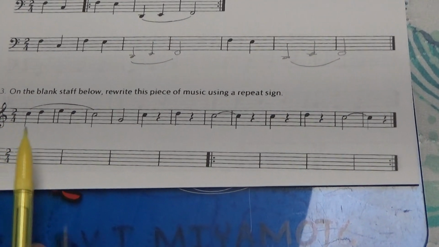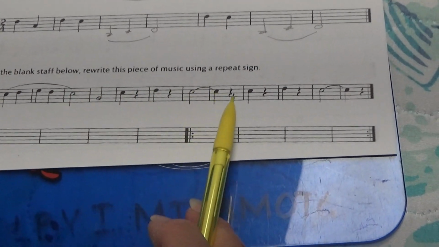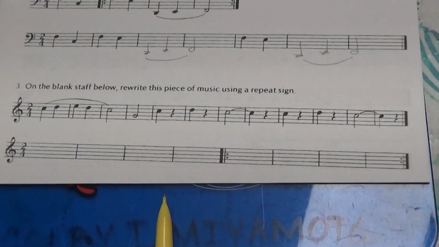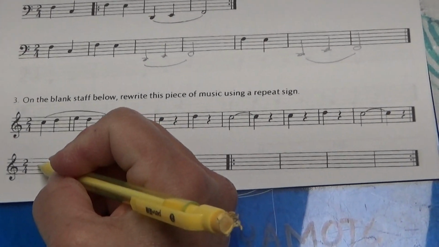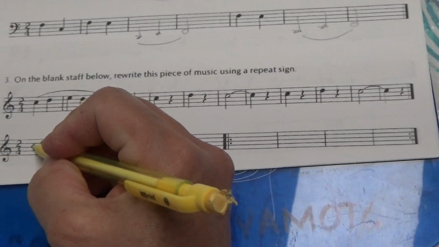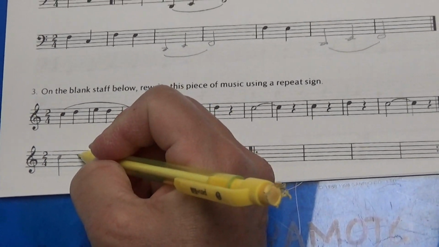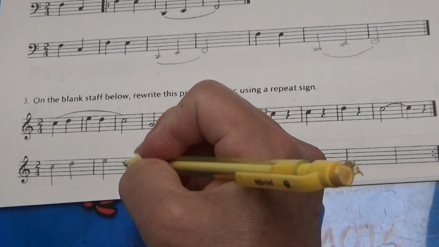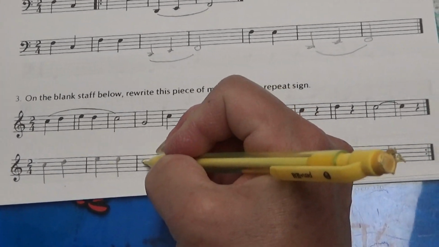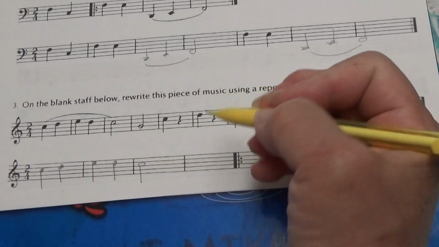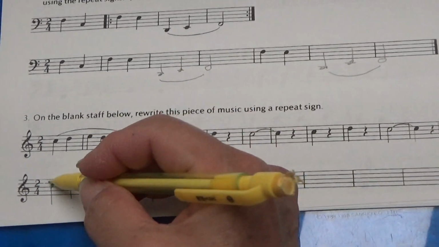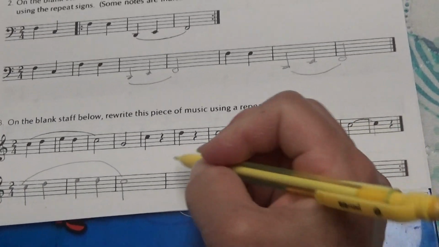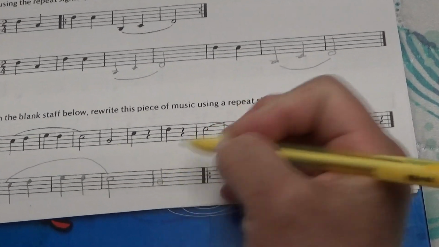And thirdly, on the blank staff below, rewrite this piece of music using a repeat sign. So now you're going to look for some patterns. So here, you just have to rewrite this. And we haven't dealt with reading the pitches on the staff, just the notes, rhythm notation. So then you draw that nice phrase marking or slur, and then this half note there.